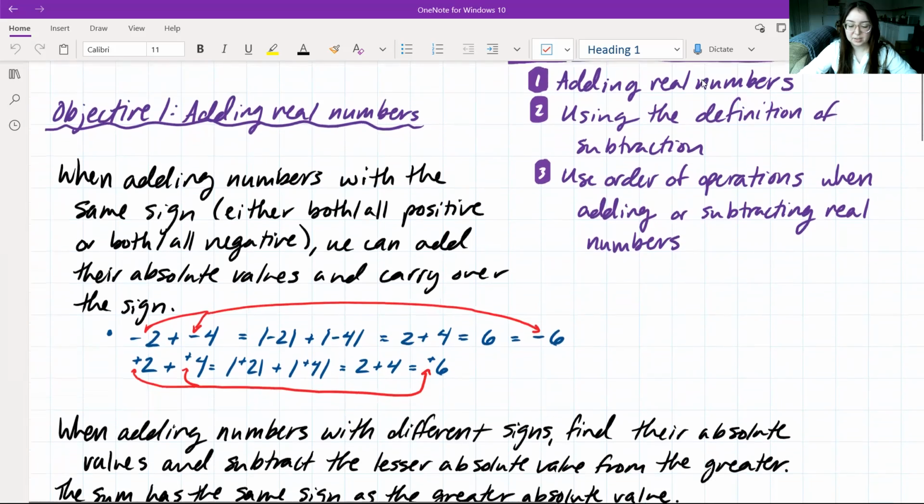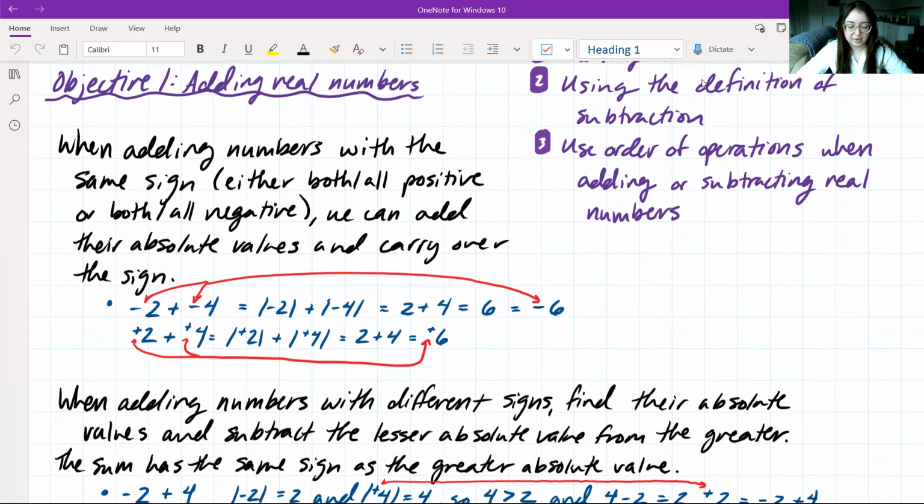When adding real numbers with the same sign, either both are all positive or both are all negative, we can add their absolute values and carry over the sign. So if we're adding positive values together, whether that be 2 values, 3 values, so forth, we want to take our absolute values and then we carry over whatever sign both of our numbers had. If they were both positive, we would carry over the positive sign and our final answer would be positive. If they were both negative, we would still add together our absolute values, but since our initial numbers were both negative, we would then just carry over that negative sign.